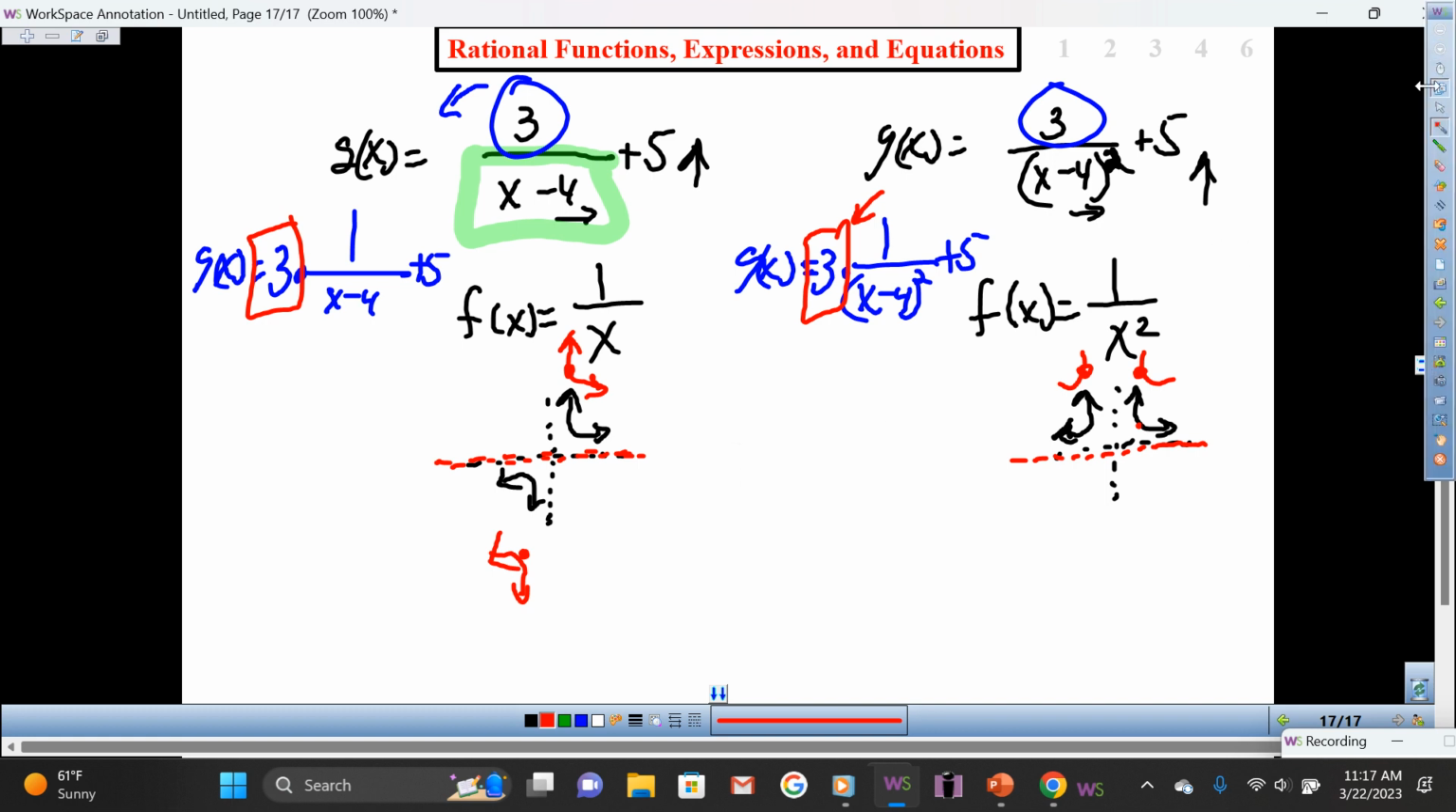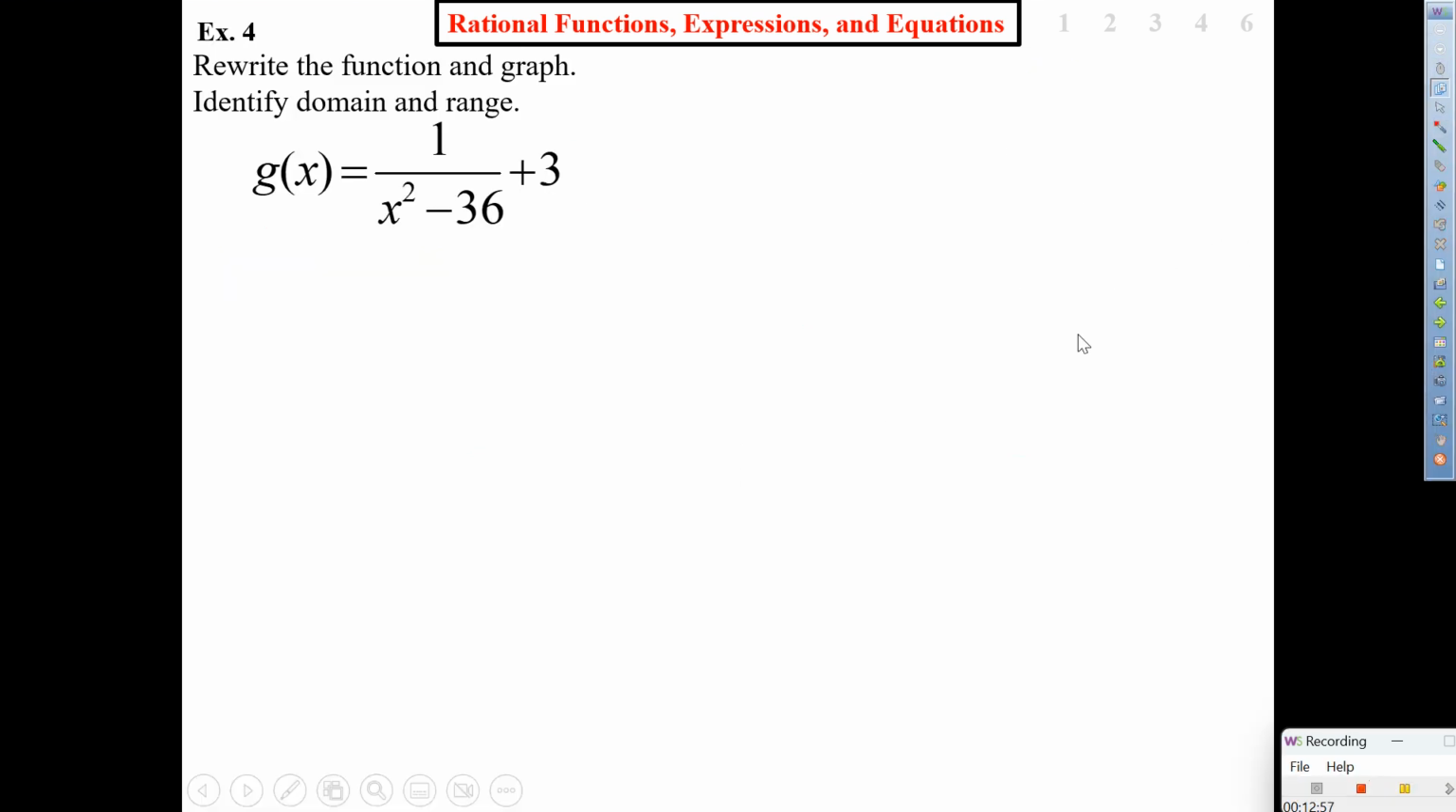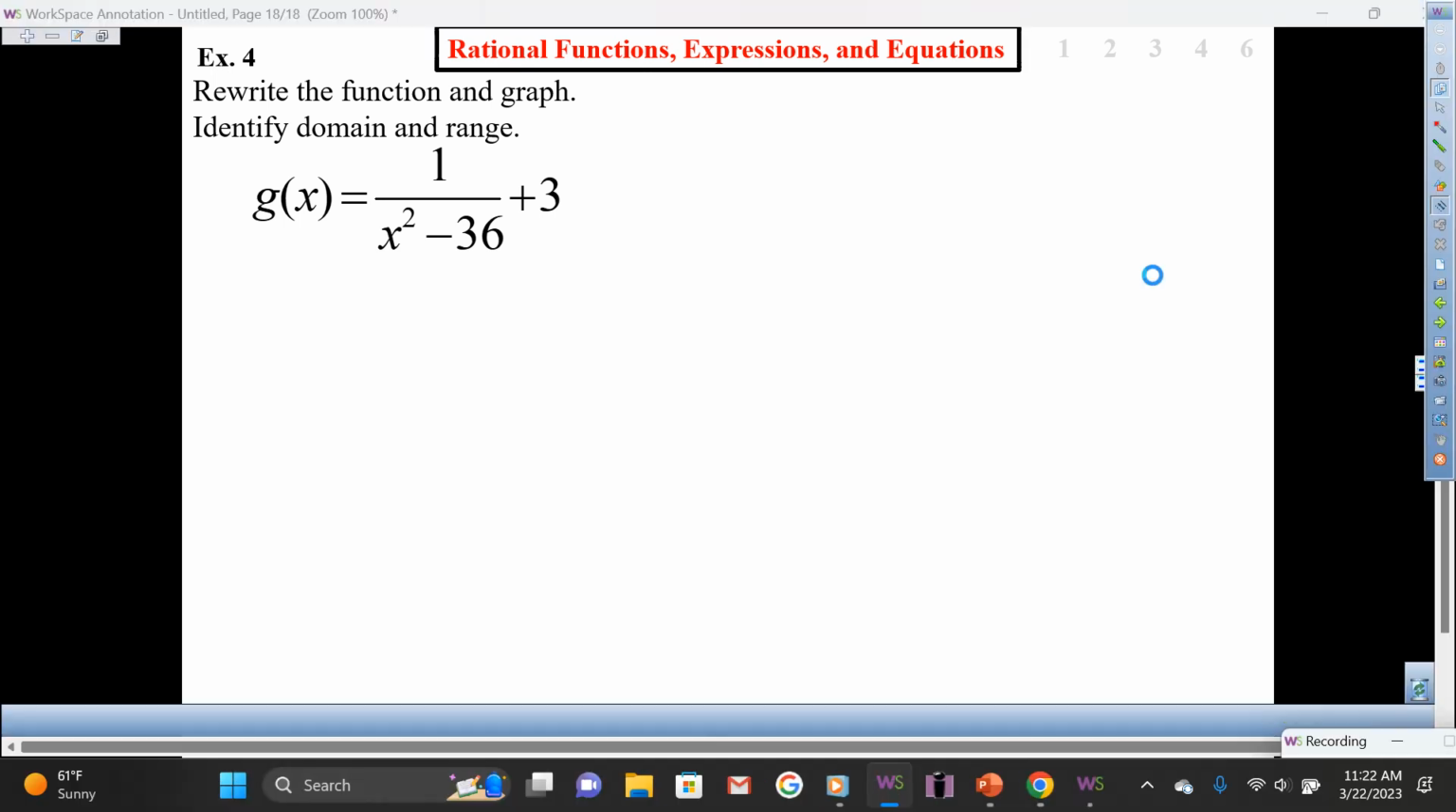Oh yes, copy this please. Example number 4. g of x equals 1 over x squared minus 36, plus 3. Copy that. g of x equals 1 over x squared minus 36, plus 3. Make a blank coordinate plane to the right.